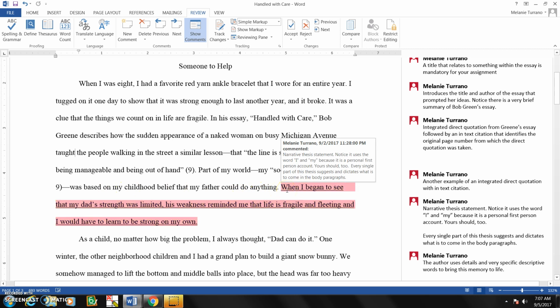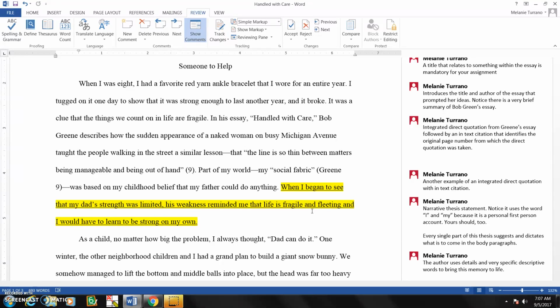Here's her thesis. It's very important that you have a narrative thesis. You can read my comments there about that. But basically anything that's in her thesis should be in this essay. So she tells us, when I began to see that my dad's strength was limited. So we're going to read a little bit about her father's limited strength, which we know we do. His weakness reminding me that life is fragile and fleeting. There is her response to the writing prompt about explaining a time in her life when she realized something was fragile. And she would have to learn to be strong on her own, which she does by the end of the essay.